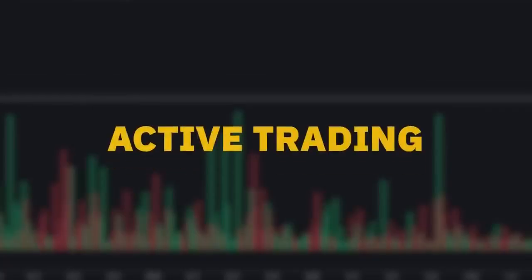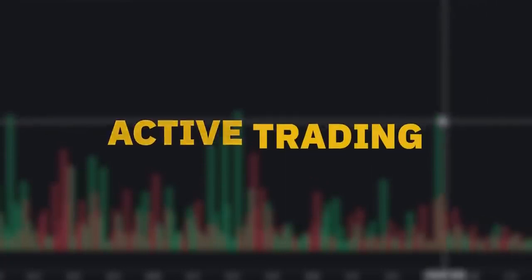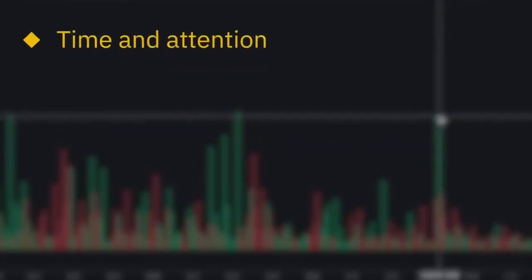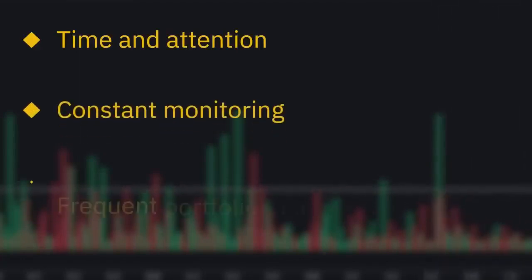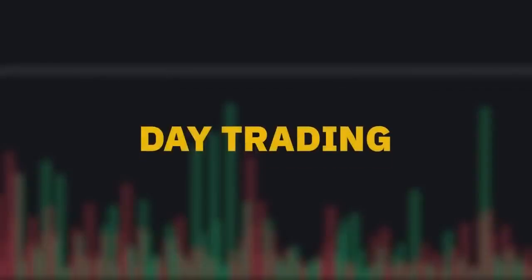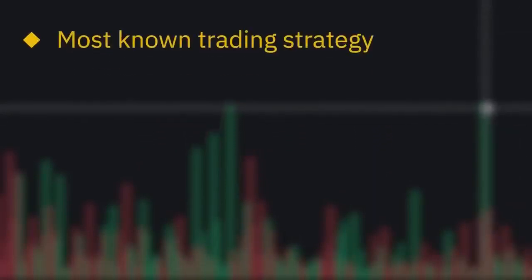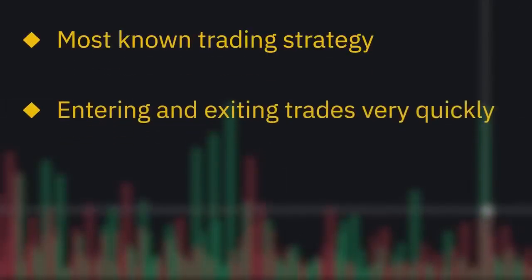What is active trading? Active trading strategies require more time and attention. They are active because they involve constant monitoring and frequent portfolio management. The first active trading strategy we're going to be looking at is day trading. Day trading is probably the most known trading strategy. This involves entering and exiting trades very quickly, mainly within the same day. These traders aim to capitalize on price movements during a single day.